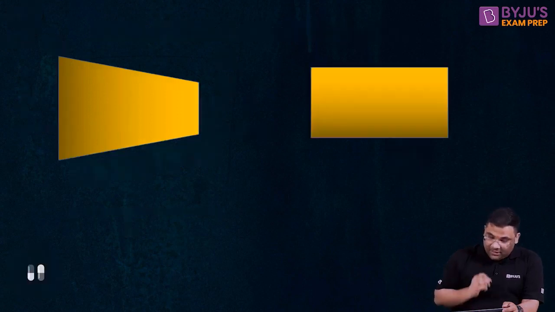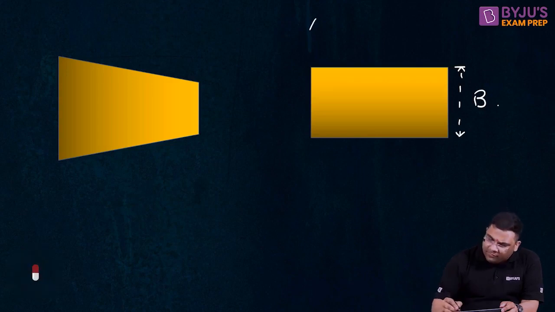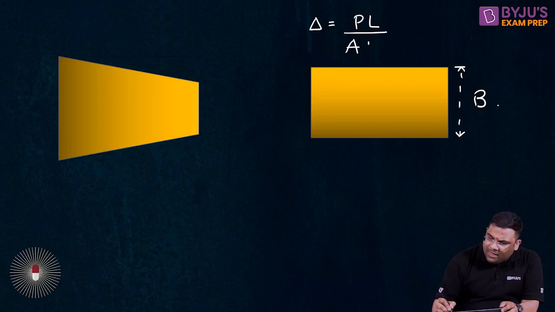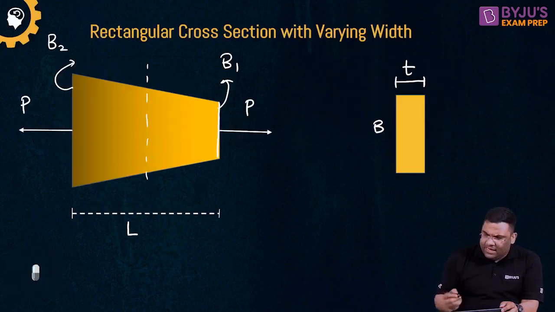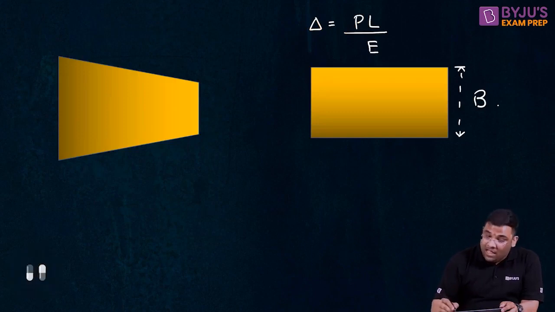Very easy. Suppose we have a rectangular cross section only, but the width is constant. If the width is constant, what will be the deformation equation? The deformation will be PL by AE only. And what is area? Area is width into thickness, right? So here in place of area, I can write width into thickness.